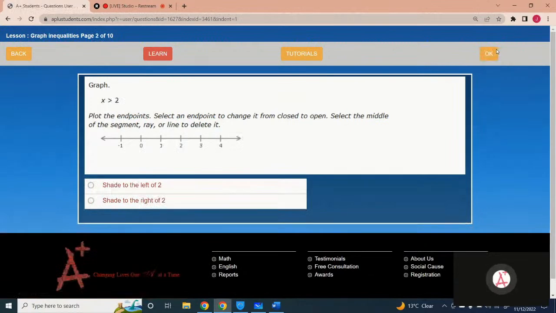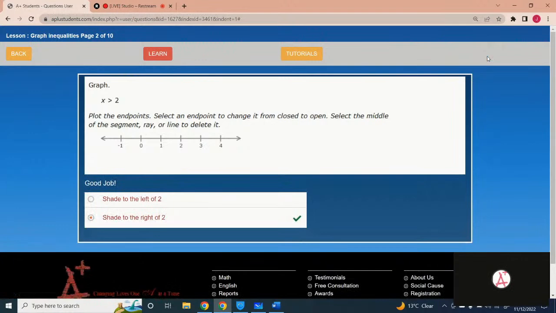Okay, the next one is x is greater than or equal to 2. Greater numbers are always on the right hand side and the smaller numbers are always on the left hand side. So x is greater than 2. That means shade to the right of 2. Got it? Just select the correct option and click on the OK button.